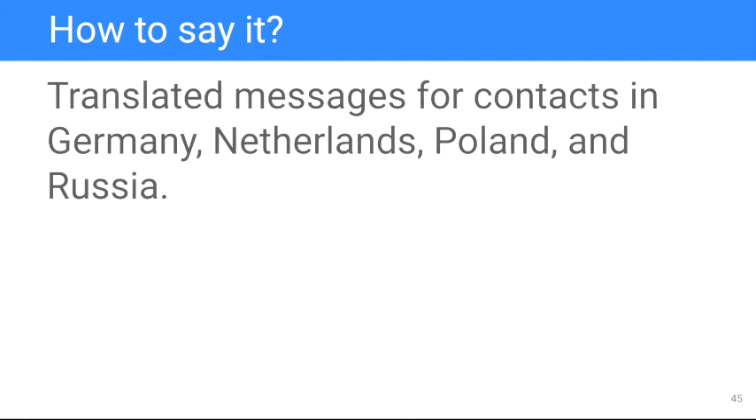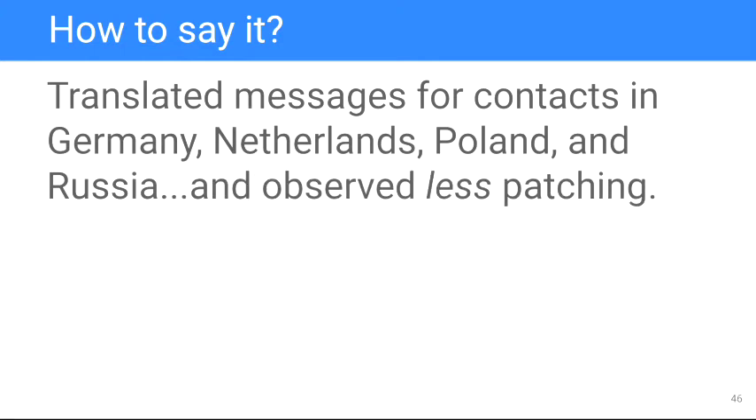Finally, when we looked at language, we translated the message for contacts in 4 different countries: Germany, Netherlands, Poland, and Russia. For half of the contacts in the country, they would receive an English message, and for the other half, they would receive a translated message. And these were translated by native technical speakers. Surprisingly, we observed less patching from the translated message. This was rather surprising and really stumped us for a while.